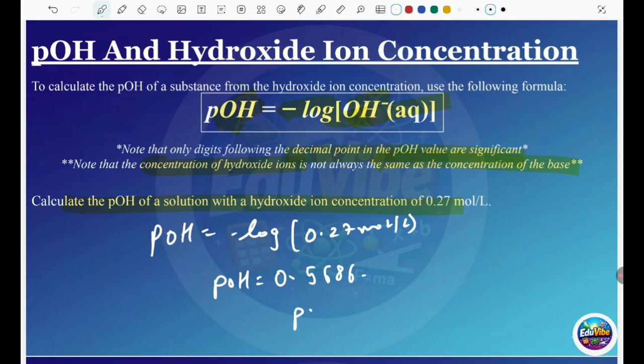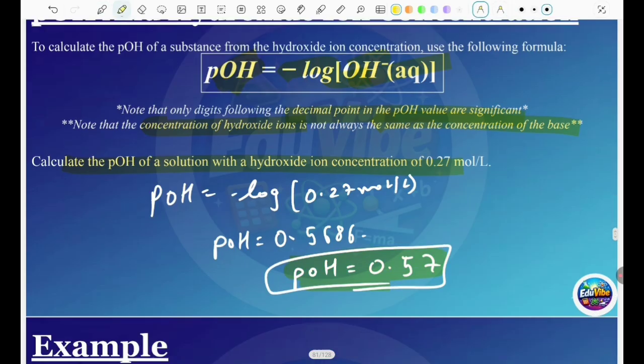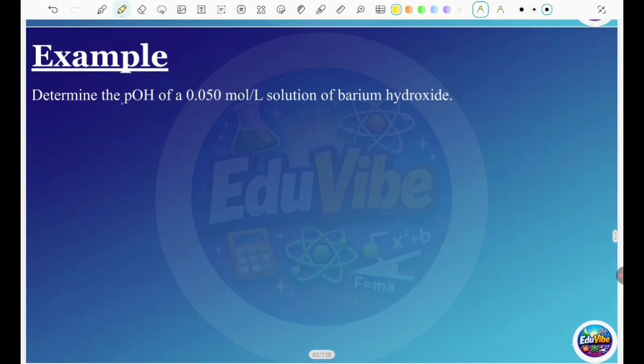0.5686, which is basically 0.57. No units for pOH. That's what you can find. And if you have a question like this, pOH from a solution of barium hydroxide, I have to find this separately.